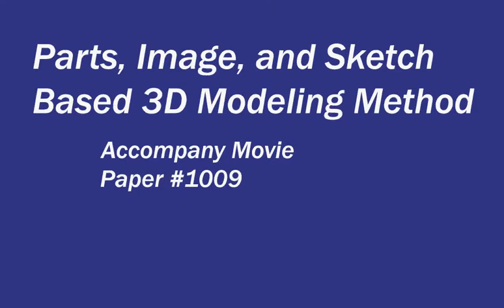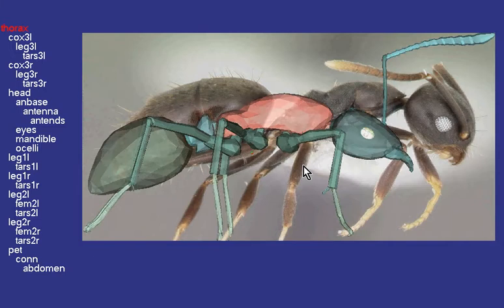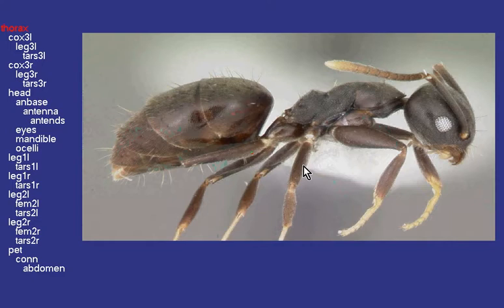This video demonstrates the 3D morphing feature in our parts, image, and sketch-based modeling tool. Imagine a team of biologists whose primary research involves the study of different ant species. Although these biologists have various photographic images of the different ants they are studying, they would prefer to have a 3D model which they can directly manipulate to gain a better understanding of a particular ant.